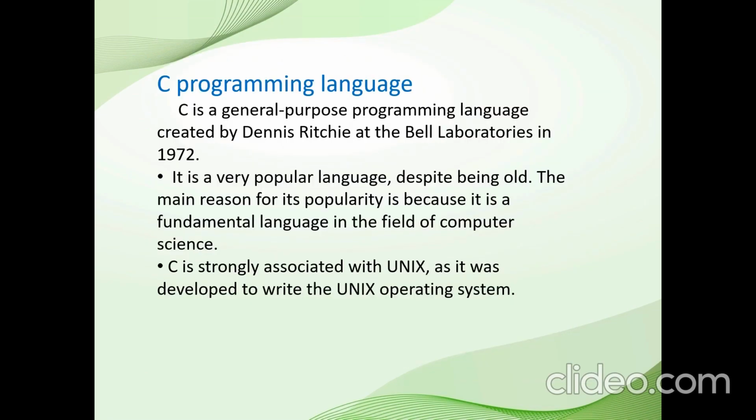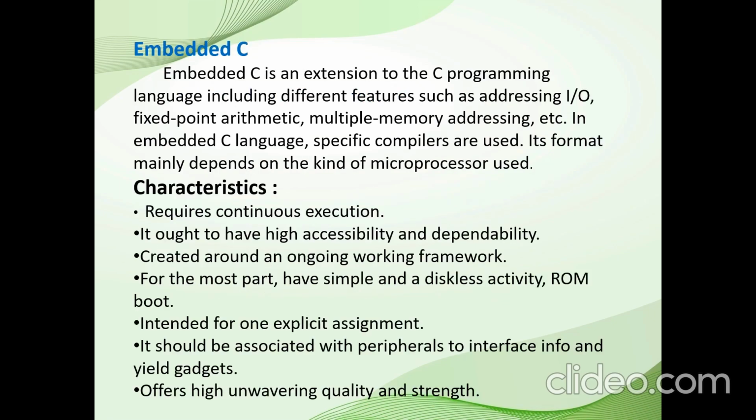C programming language. Everyone knows that C is a very general purpose language. It was introduced by Dennis Ritchie at Bell Laboratories in 1972. It is a very popular language. The main reason for its popularity is that it is a fundamental language in the field of computer science. It is strongly associated with Unix and was developed to write the Unix operating system.